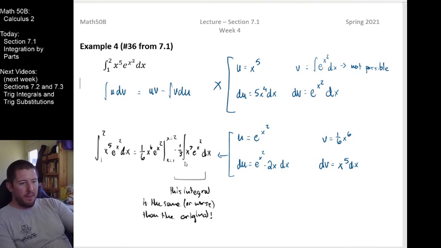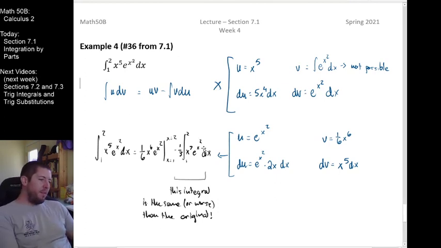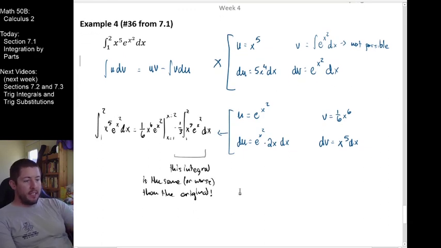We just replaced x to the fifth e to the x squared with x to the seventh e to the x squared. That's equally as impossible and in a sense a little bit worse because that power on x is getting even larger instead of getting smaller. If that was x to the 1, then we'd be in good shape, right? So it seems like this is not a very good choice either. That's a bad choice right there.